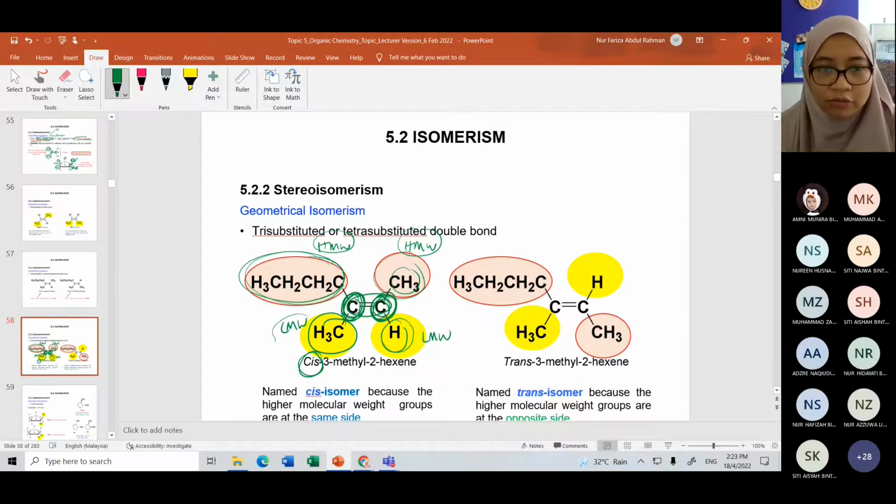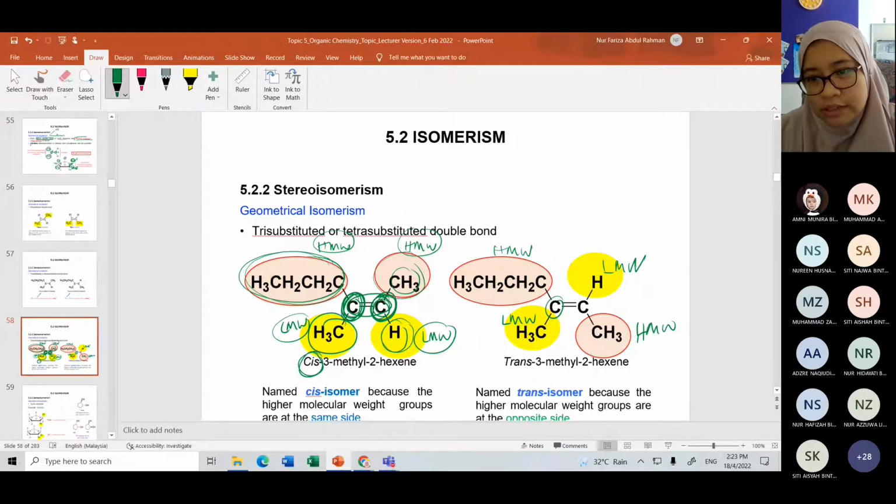Or you can also refer to the low molecular weight groups; they are on the same side. For trans, it means they are on the opposite side. So this is the high molecular weight group just now, and this is the low molecular weight group just now. With respect to the second carbon, this is low molecular weight and this is high molecular weight. As you can see, they are on opposite sides of one another. So this is trans. The same goes for the low molecular weight groups; they are on opposite sides of one another.